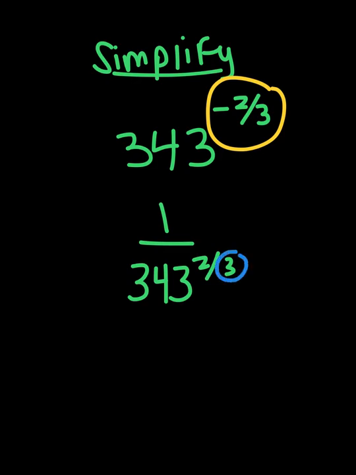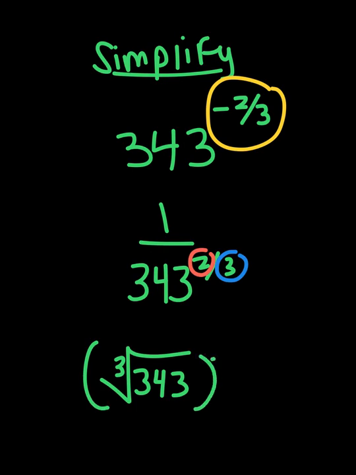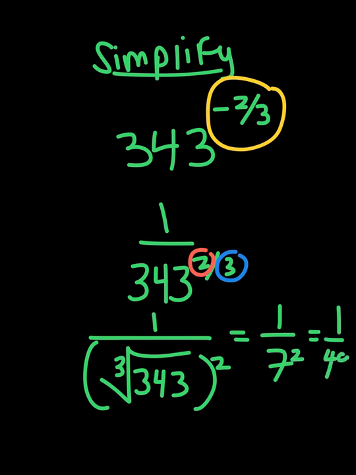So the denominator of 3 tells me to take the cube root of 343. And then the numerator of 2 tells me to raise that to the 2nd power. This is all still in the denominator. The cube root of 343 is 7. So this is really 7 squared, which is 49. So 1/49 is my final simplified answer.